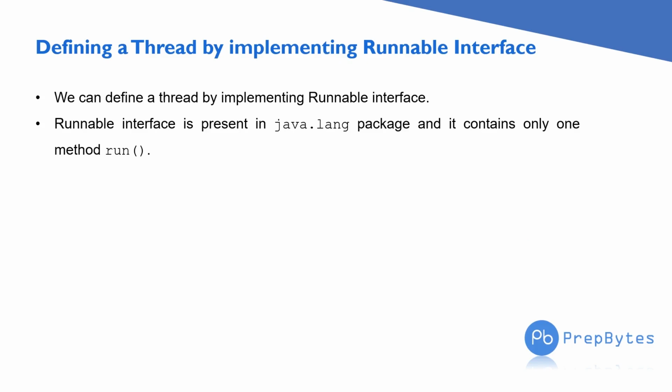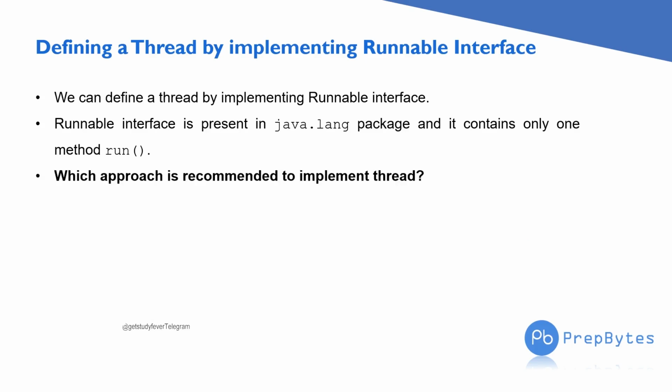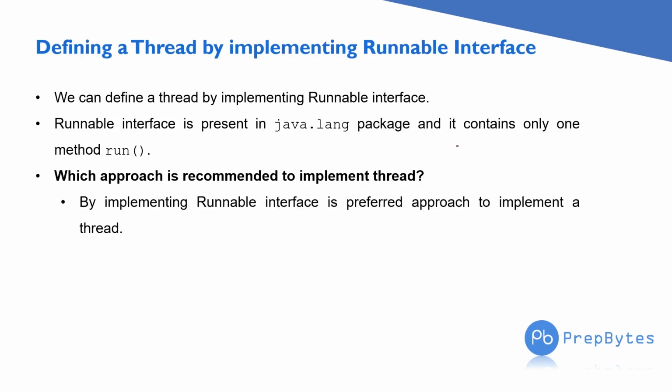So we can define a thread by implementing the runnable interface. The runnable interface is present in the java.lang package and it contains only one method, that is run. Now the important point: which approach is recommended to implement a thread? Just think about it a bit. Is the thread class recommended, or is the runnable interface recommended? Come on, think about it. So let me give you the answer. Implementing the runnable interface is the preferred approach to implement a thread.